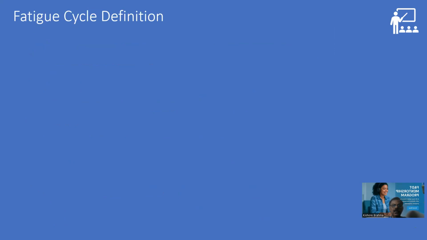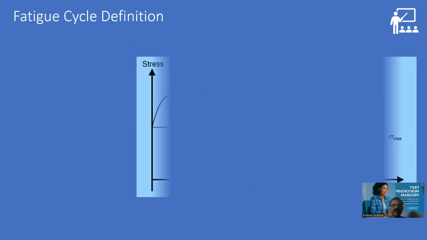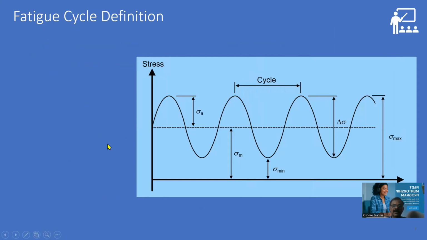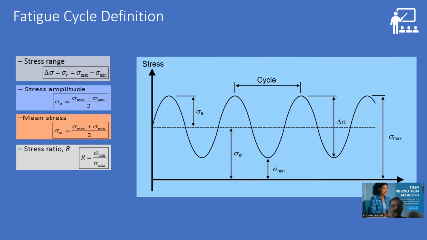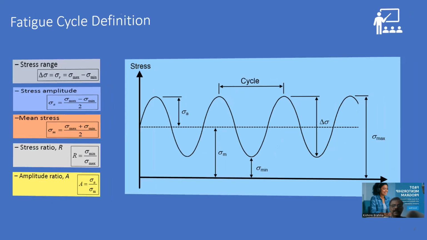To understand what exactly a fatigue cycle is, this gives an example of simple constant loading, which is repeated continuously, and it is defined by different parameters like stress range, stress amplitude, mean stress, stress ratio, and amplitude ratio. So based on any two parameters, one can describe the cyclic load. Thank you.